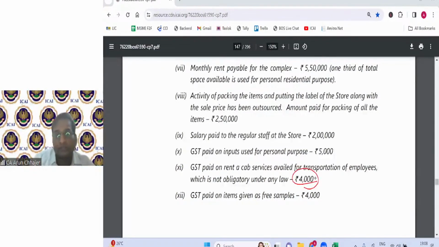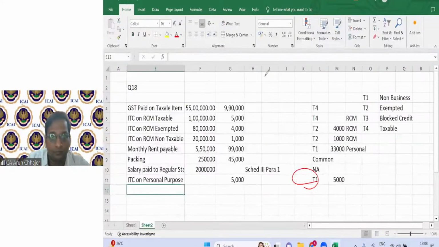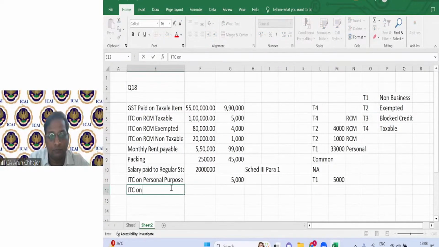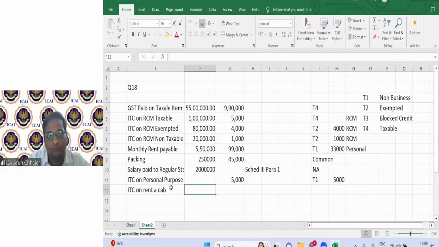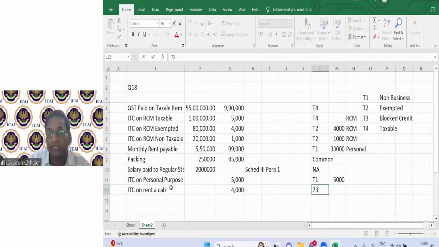How much? 4,000. What name should I give it? T1, T2, T3, T4. It is block credit, so completely it is T3.